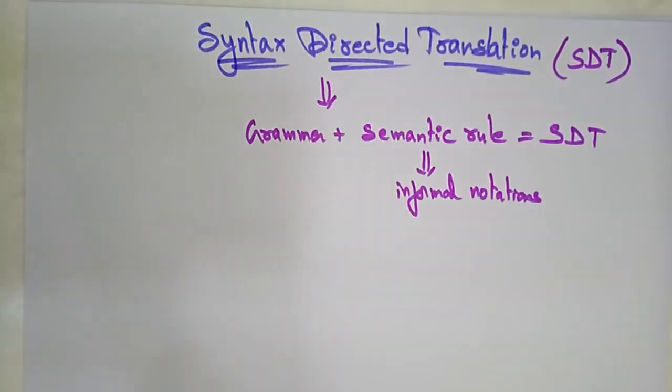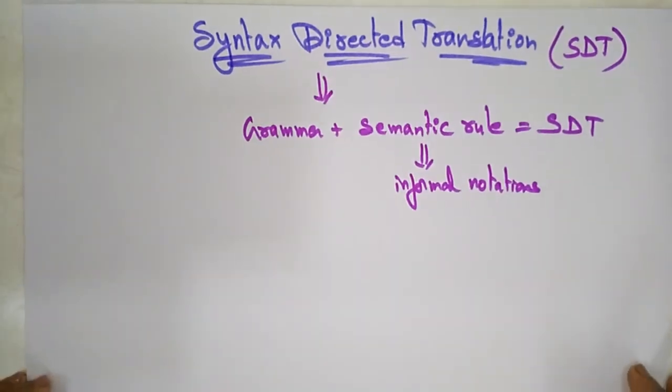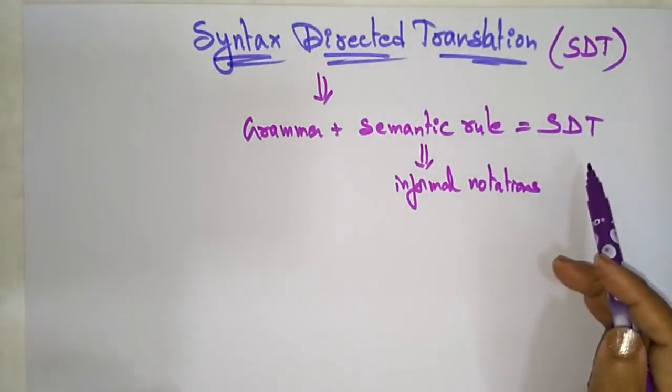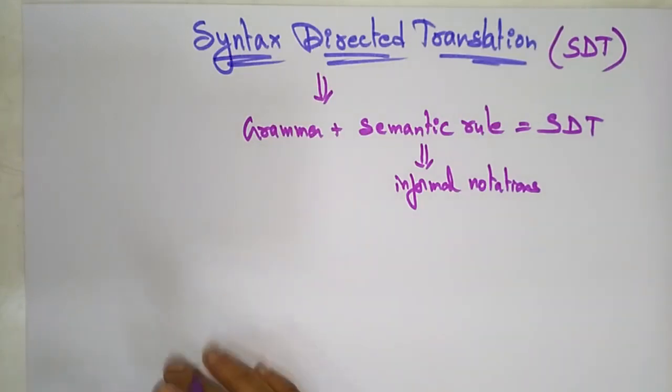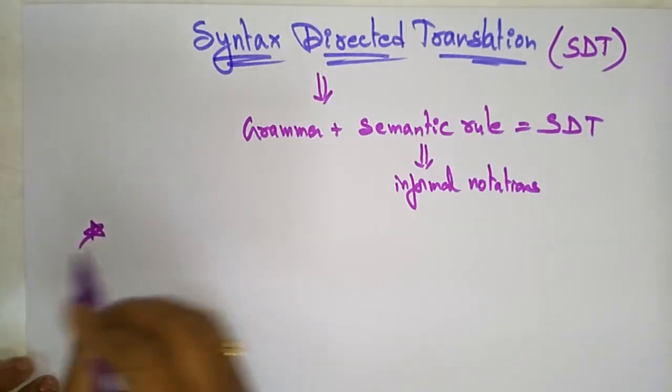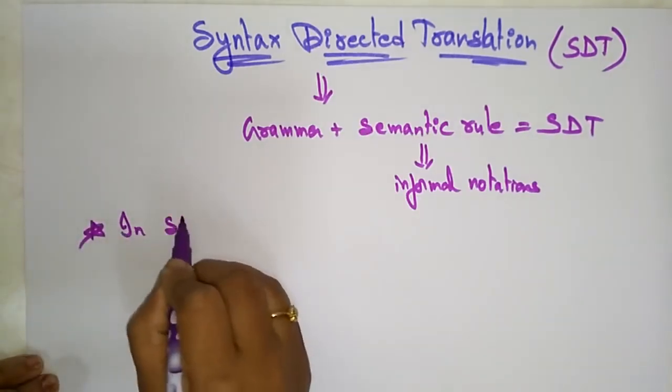You will understand while we are discussing the example, so don't be confused. Whenever they ask what a syntax directed translation is, you need to tell that a grammar along with some informal notations like semantic rules is called a syntax directed translation. In syntax directed translation, every non-terminal can get 0 or more attributes depending on the type of attribute. Just remember this point.